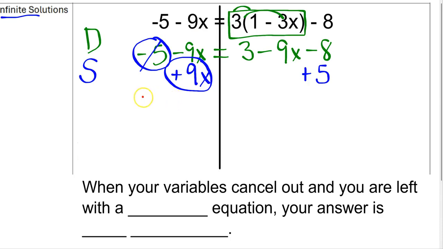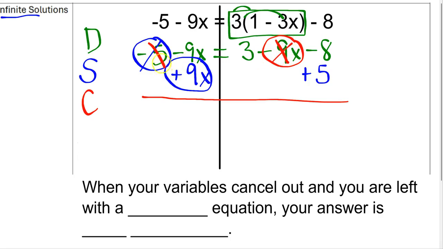All right, our next step is our C step, which is to combine. So C for combine, so I'm going to take any like terms that I still have, right? I canceled this out. Oh, and I canceled this out too. So I brought it over here. All right, so on this side, you have -9x plus 9x.